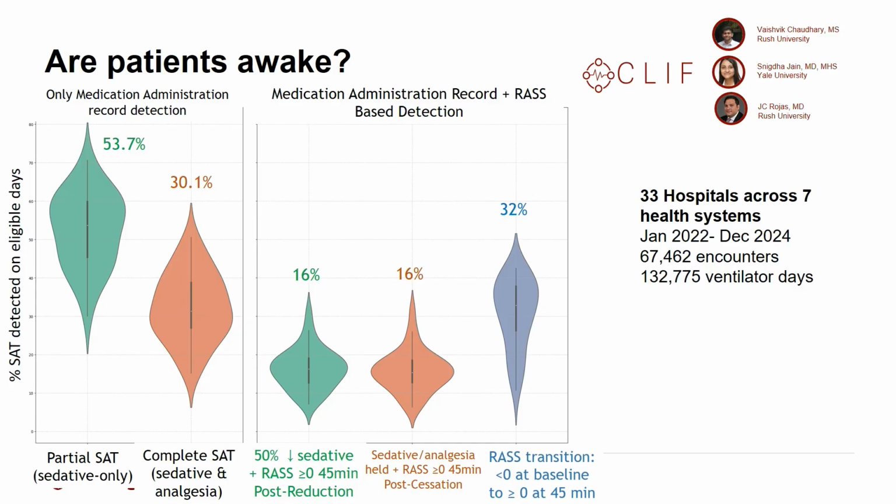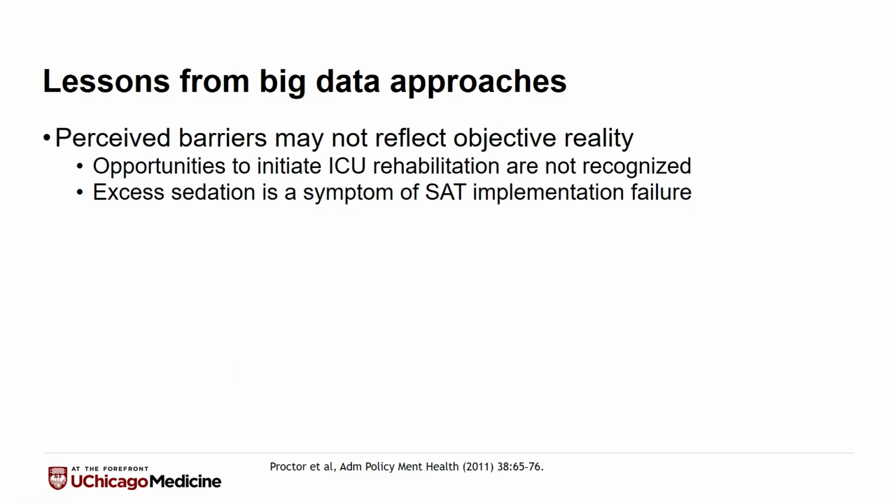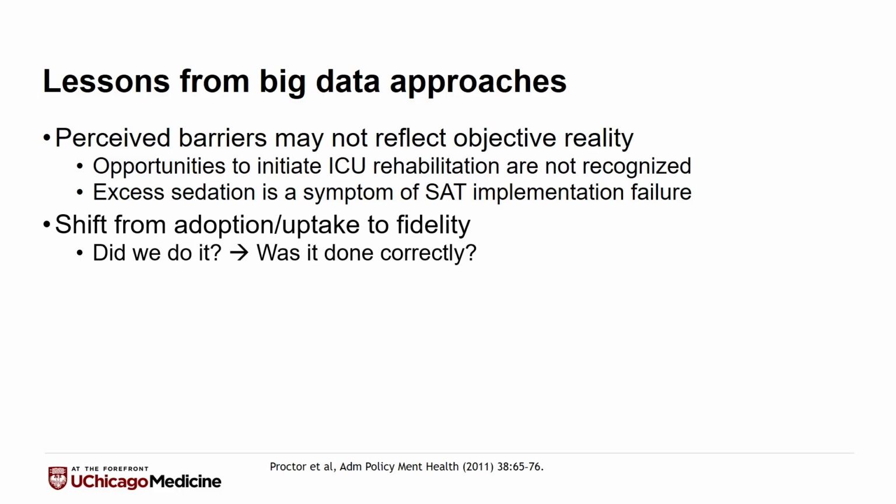So these are the lies, at least in the United States, that we tell ourselves, that we're awakening and that we're letting patients actually be awake. And so it's important to follow and make sure that these high-quality care practices are actually being done as intended. Some lessons from looking at the electronic healthcare data from at least the United States is that maybe the perceived barriers we've seen in terms of hemodynamic stability or awakening are not borne out in objective reality, and that perhaps we should be following not do we uptake these interventions, but are we actually doing them as intended? Not did we do it, but did we do it correctly?